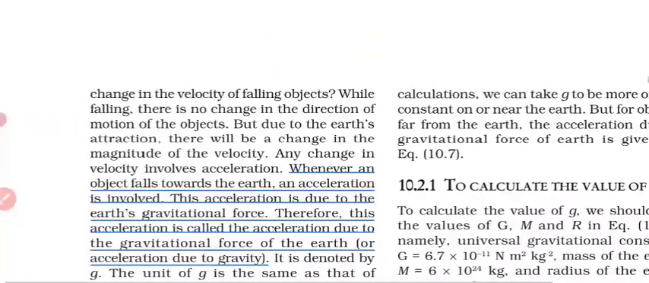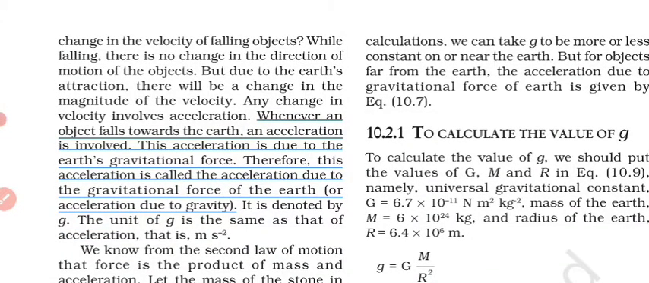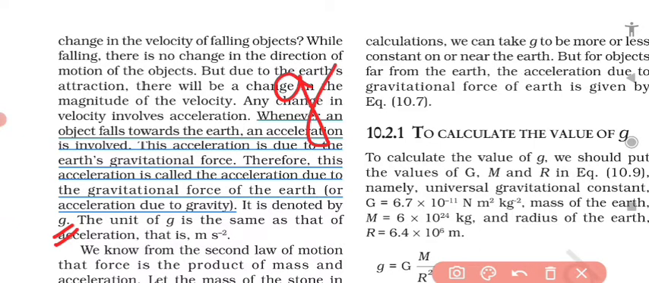So is there any change in the velocity of the falling objects while falling? There is no change in the direction of motion of the objects, but due to the Earth's attraction, there will be a change in the magnitude of the velocity. Any change in velocity involves acceleration. Whenever an object falls towards the Earth, an acceleration is involved, and this acceleration is due to the Earth's gravitational force. Therefore, this acceleration is called the acceleration due to gravitational force of the earth, or simply acceleration due to gravity, and it is denoted by small g. Small g is the acceleration due to gravity.